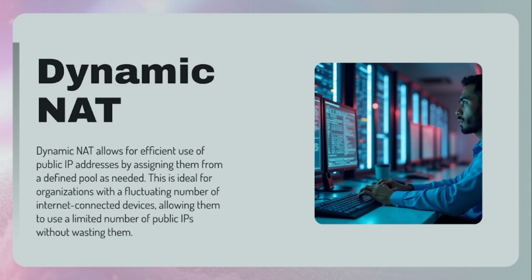Then you have the dynamic NAT. Dynamic NAT allows for efficient use of public addresses by assigning them from a pool. So if you're talking about a big network, say 100 devices, then you should have a pool of public addresses for 100 devices. This is ideal for organizations with a fluctuating number of internet connected devices. But the downside is that you then need to have 100 public addresses. Now, it is definitely very difficult to buy all of those public addresses.